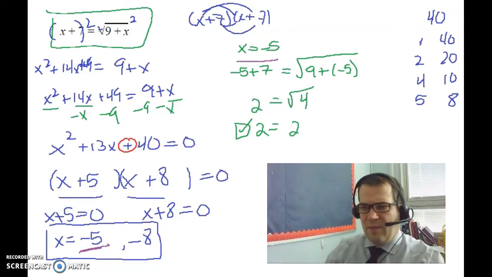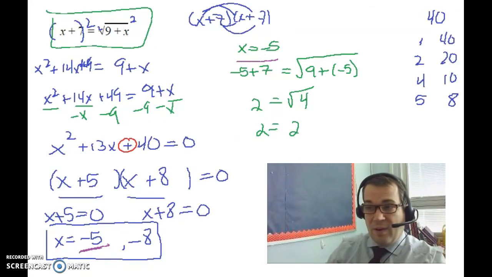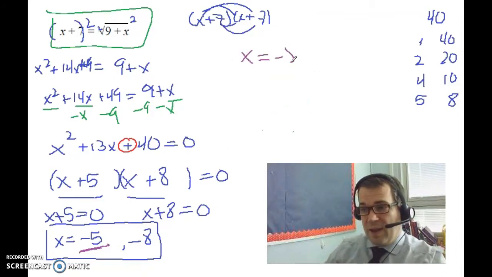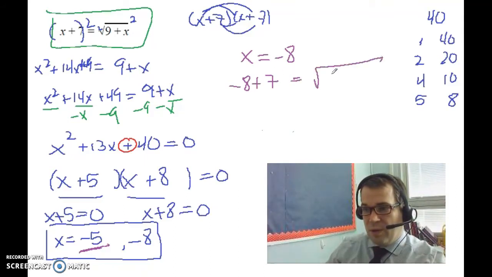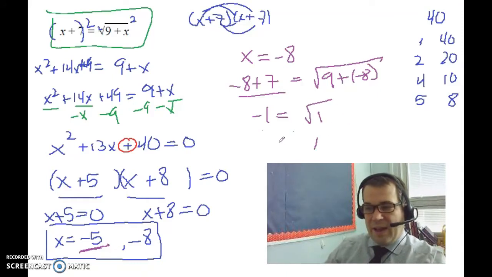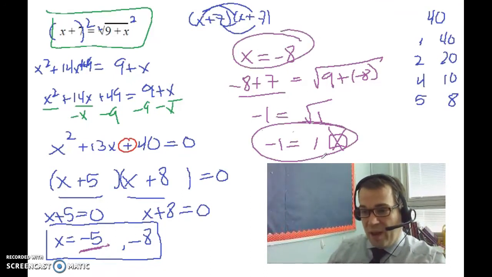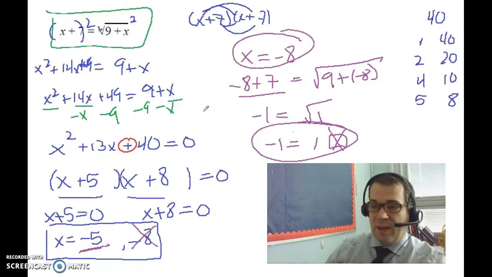Now, if x is negative 8, I'm going to go back to that original problem and do a very similar thing. Let me pause and erase. So if x equals negative 8, I get negative 8 plus 7 equals the square root of 9 plus a negative 8. These guys combine to make negative 1. 9 combined with negative 8 makes positive 1. The square root of positive 1 is 1. I get the statement negative 1 equals 1. Negative 1 does not equal 1. That is not correct. So this answer that gave me this untrue statement is not an answer. The only answer is x equals negative 5.